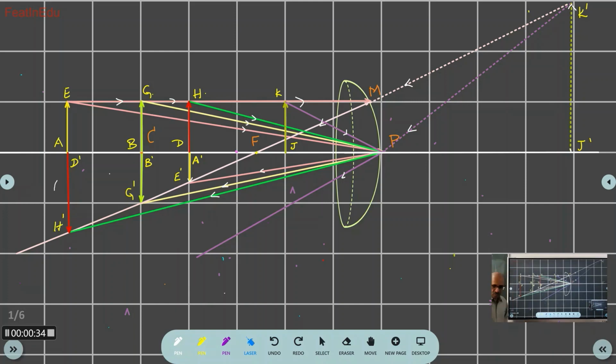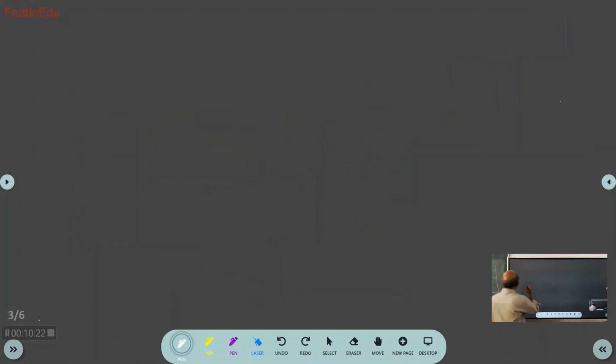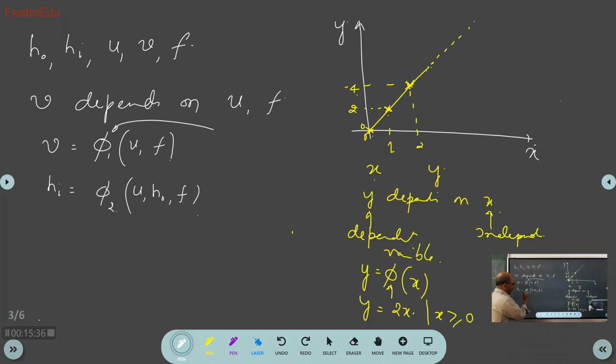Now you see that I have placed an object. There are 5 quantities: H O, H I, U, V, and A. These are the 5 quantities. From whatever experiment we have done, the practical experiment and the theoretical experiment, what we have found is that V is a function of another quantity. Now, our job is to determine these functions.